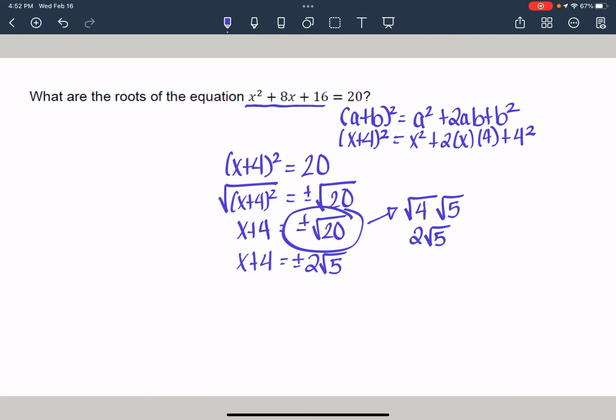Now to solve for x, I'm going to subtract 4 from both sides. And that gives me x equals negative 4 plus or minus 2 square root of 5.